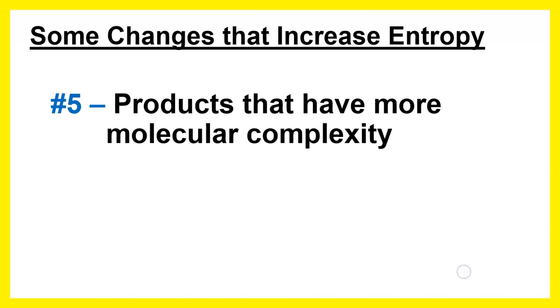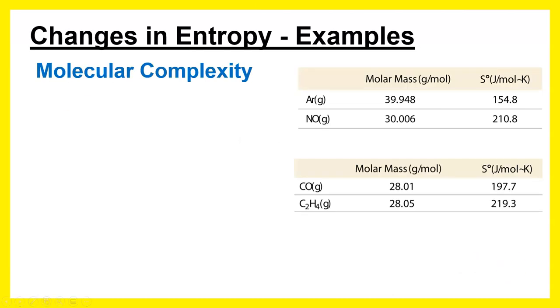Sometimes it's the complexity of your products that is increasing the entropy. And there are several ways they can be more complex. Take a single argon versus a nitrogen monoxide. Nitrogen monoxide is more complex. There's more going on. I have 2 different atoms, 2 different elements, and there are bonds happening, sharing of electrons, and a lot more things going on. And look at the entropy.